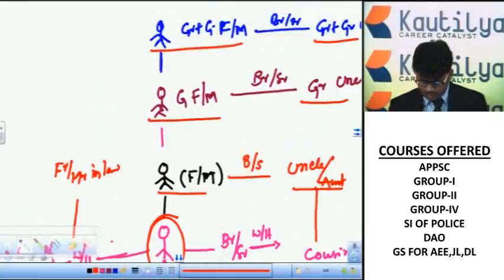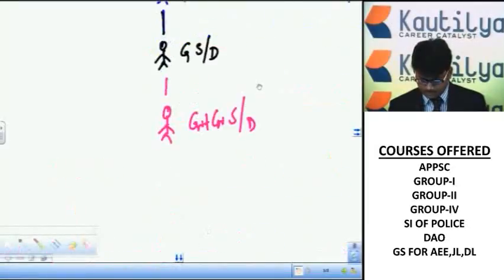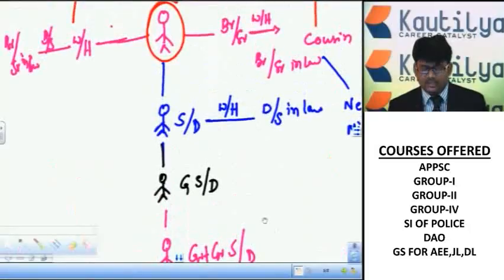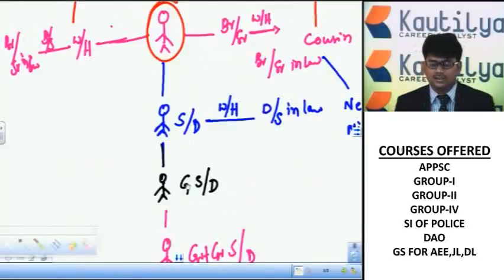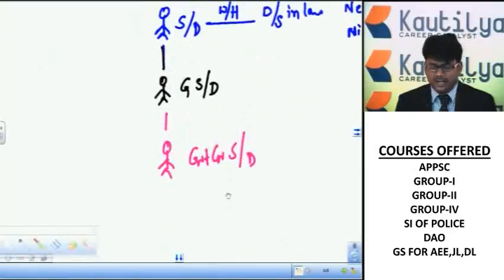Next, if you move in the downward direction, the person has a child called son or daughter. That son or daughter's wife or husband is called daughter-in-law or son-in-law. Then, in the downward direction, that person's son or daughter is called grandson or granddaughter. Followed by that, the child of that person is called great grandson and great granddaughter. These are the blood relation strategy.